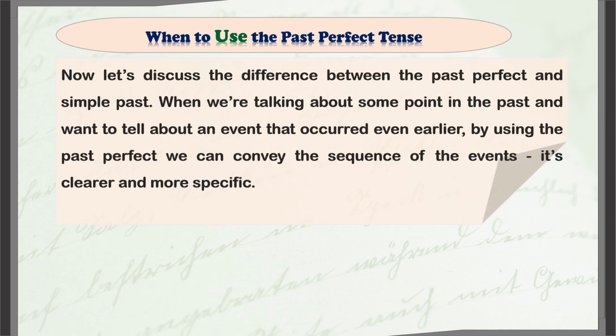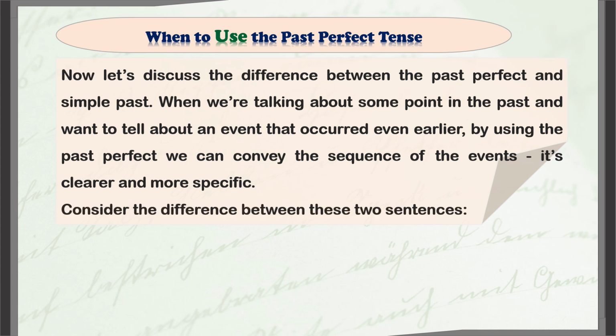Now we shall discuss what's the difference between past perfect and simple past. When we are talking about some point in the past and want to tell about an event that occurred even earlier, by using the past perfect, we can convey the sequence of events. It's also clearer and more specific.